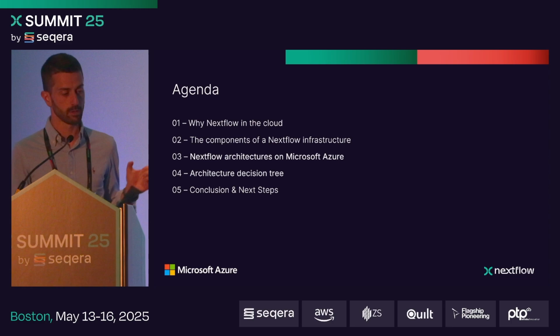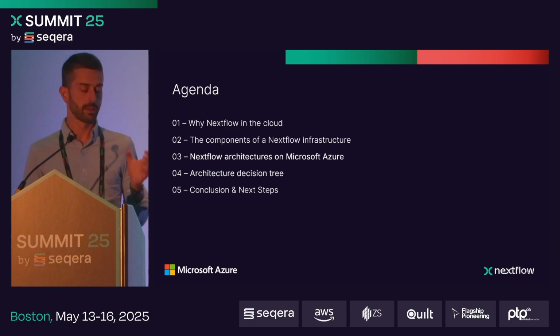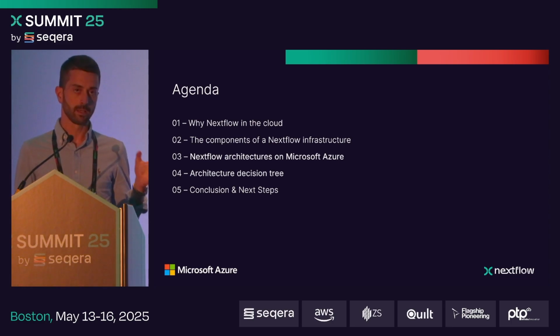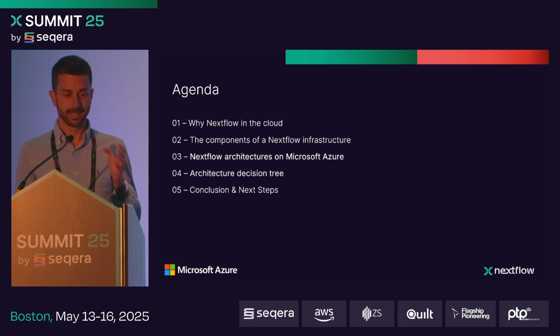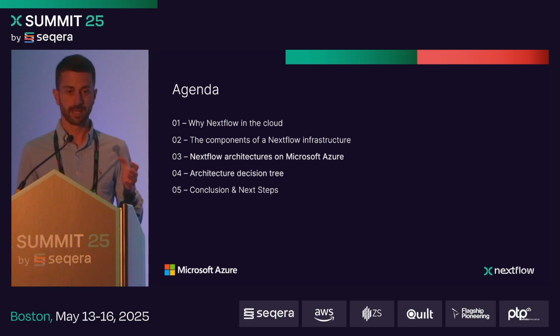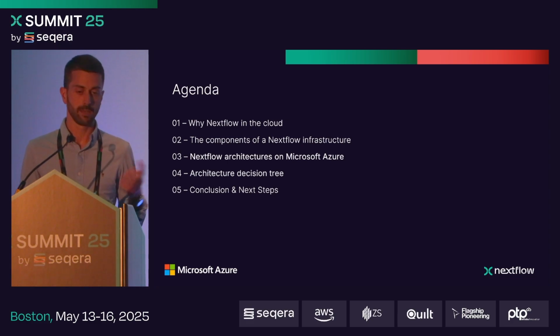Of course, at the end we will also try to get a decision tree, a kind of guidance on the way in which each organization may select the best components and the best strategy to go hybrid cloud, or eventually even full cloud, for their workflows.